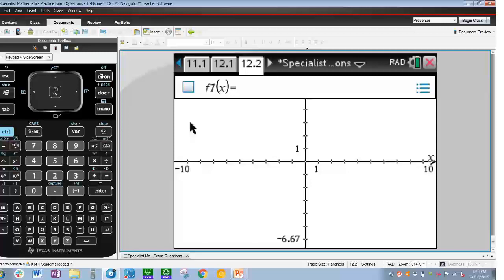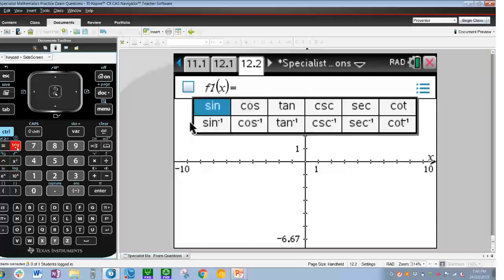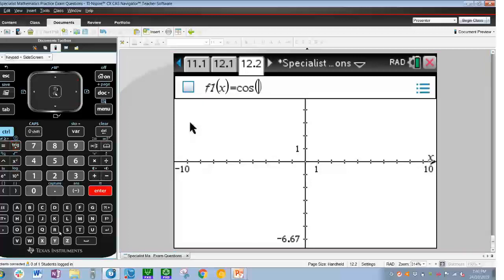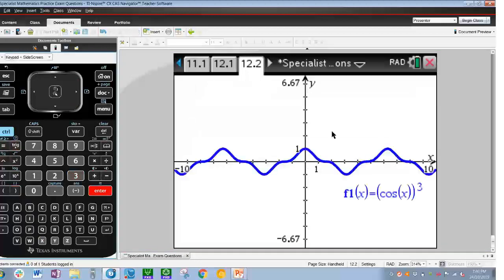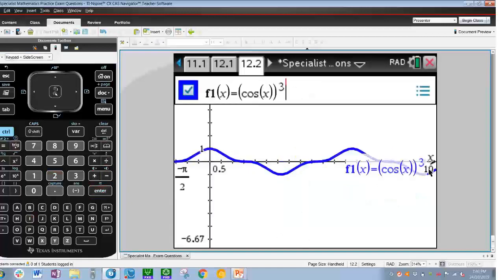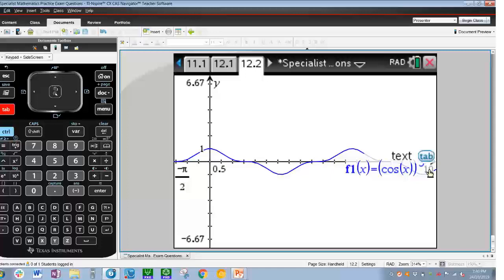Okay, so the function is cos cubed. So trig cos x, close bracket, and power of 3. Okay, so now we see something happening over here. I'm just going to change our terminals to negative pi over 2, and the upper terminal, let's fix that up, there we go, and that's going to be 3 pi over 2.